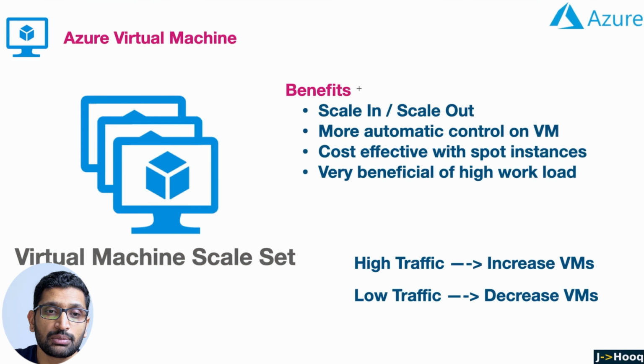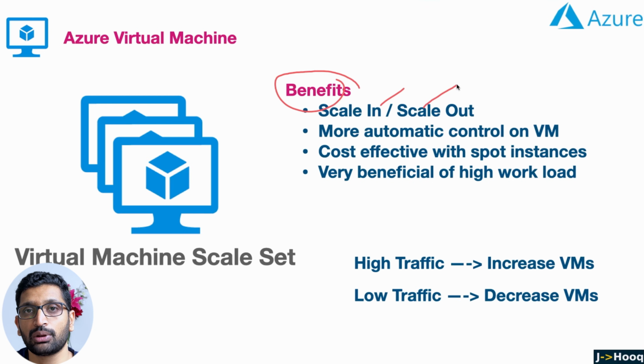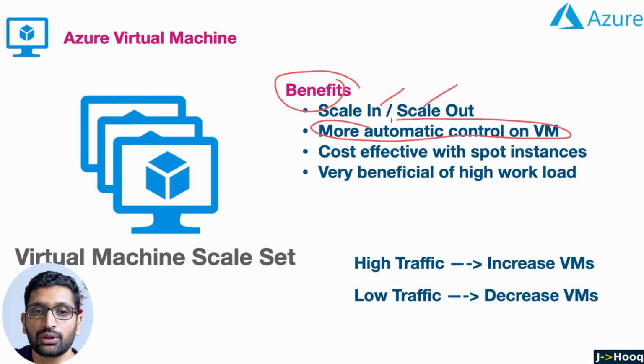Here you can see these are the benefits which I have highlighted to you. So scale in and scale out, the example which I have explained with the minimum number and maximum number of instances. Second, more automatic control on your VM. So you don't need to manually go and create your own virtual machine if there is high traffic coming to you. Azure Virtual Machine Scale Set will take care of it on your behalf once you configure the low number and high number of virtual machines properly.